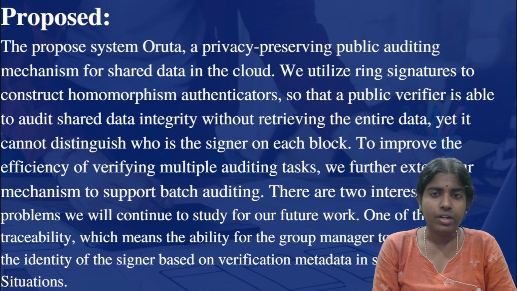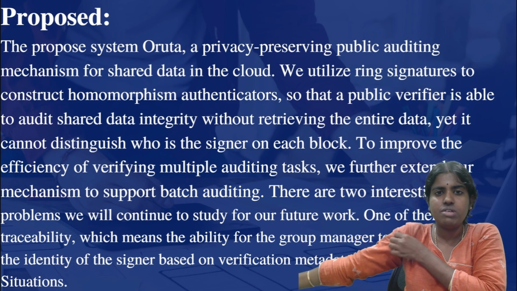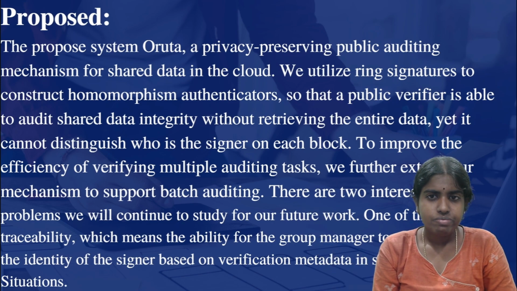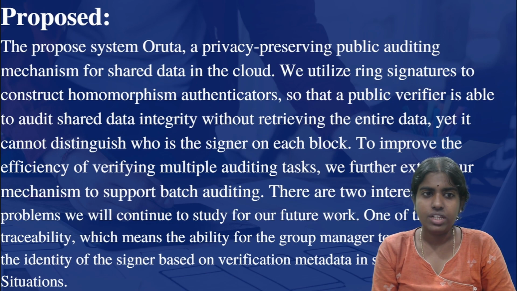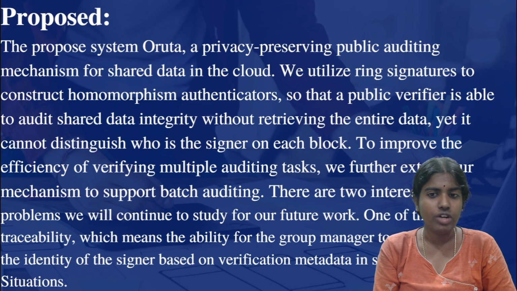So what is going to happen in the proposed system? We are going to introduce a privacy preserving public auditing mechanism for shared data in the cloud architecture. We are utilizing ring signatures to construct homomorphic authenticators, so that a public verifier is able to audit the shared data integrity without retrieving the entire data. Whenever I store anything in the cloud architecture, it is protected by cryptographic techniques like the AES algorithm, the Advanced Encryption Standard.